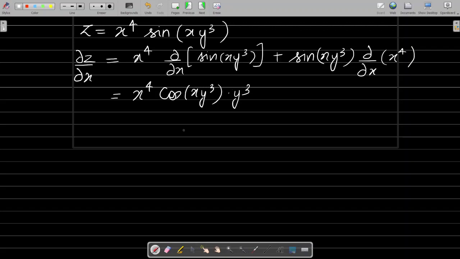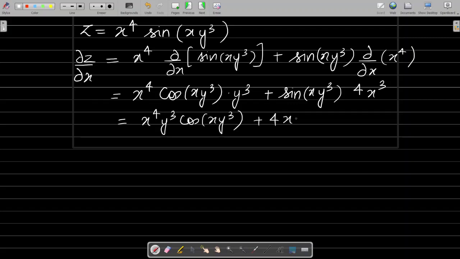x is the variable, y is a constant, so ∂/∂x of x is 1, so 1 into y³ plus sin(xy³) into ∂/∂x of x⁴, which is 4x³. So this answer comes out like this: x⁴ y³ cos(xy³) plus 4x³ sin(xy³). Okay, so this is the first part of the problem.